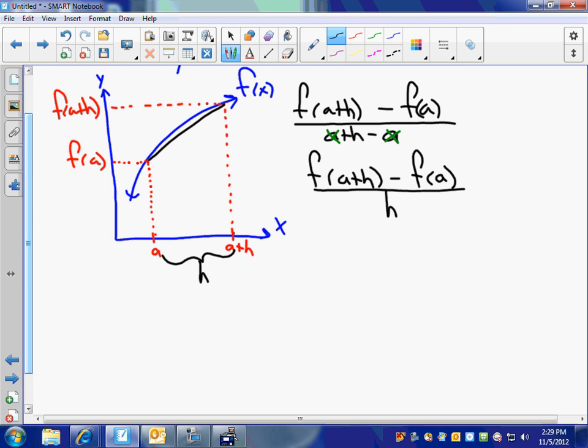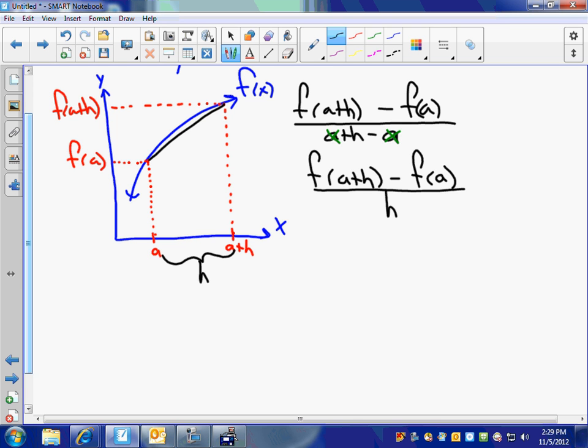We are finding the average rate of change between 2 points. In calculus, we find the instantaneous rate of change at 1 point. We don't need 2 points for slope, we just use 1. So watch. If I want to use 1 point as opposed to 2, I'm going to take this point right here, and I'm going to bring it close to A.